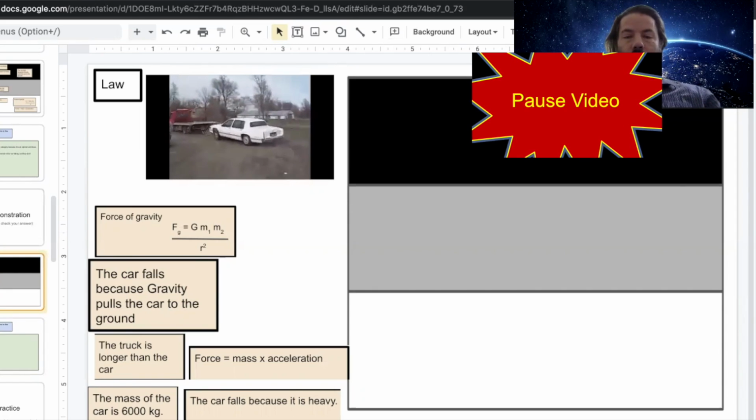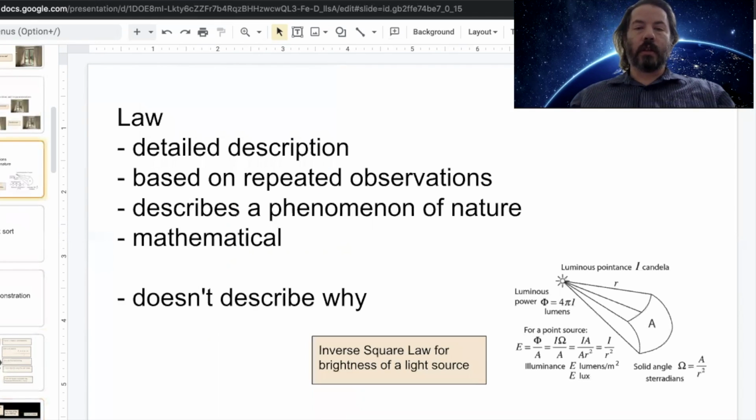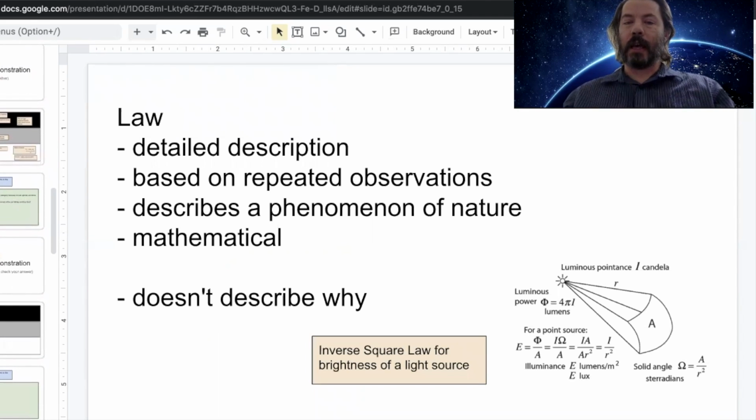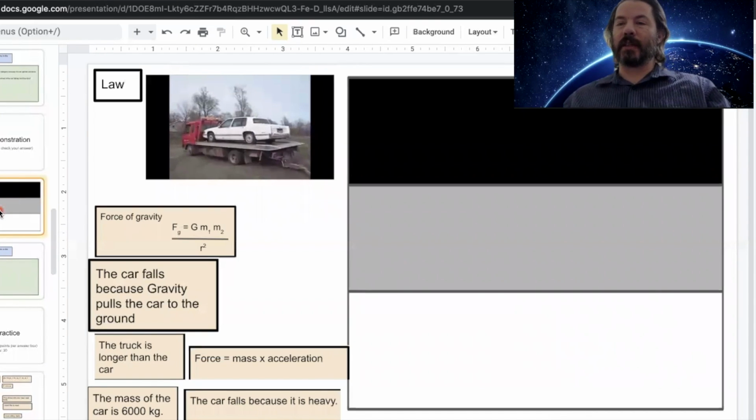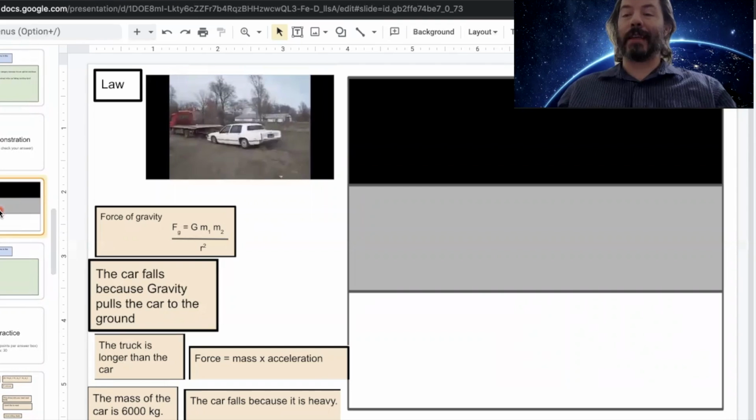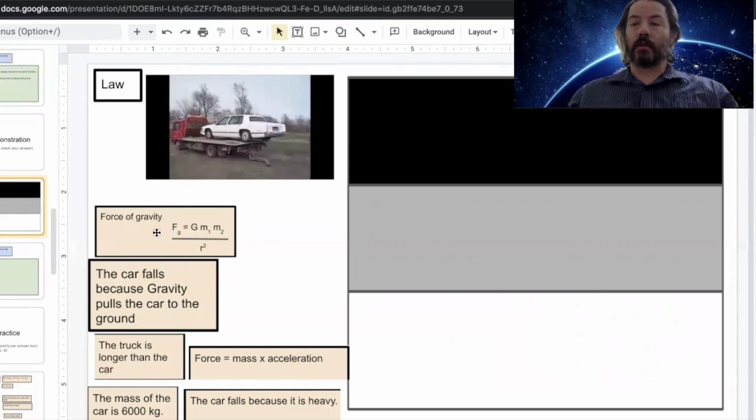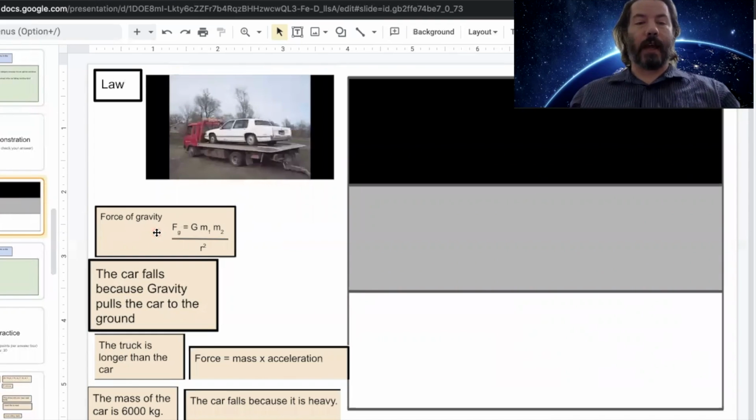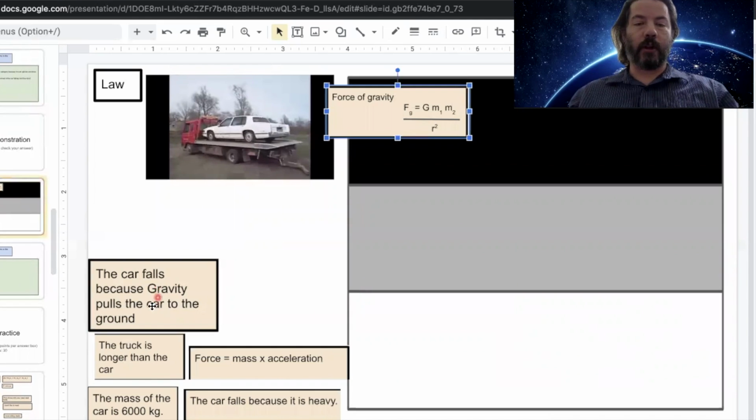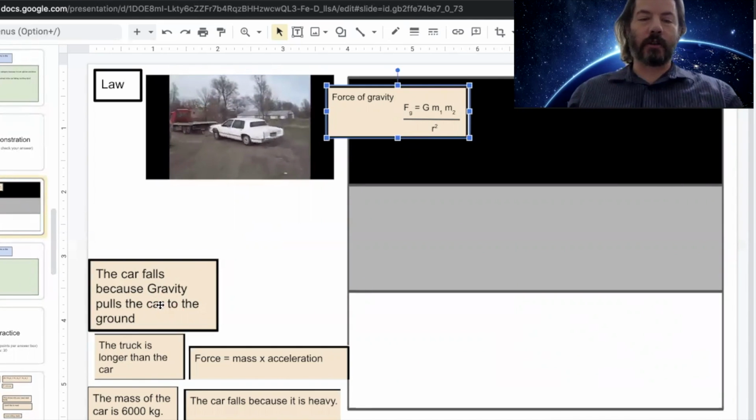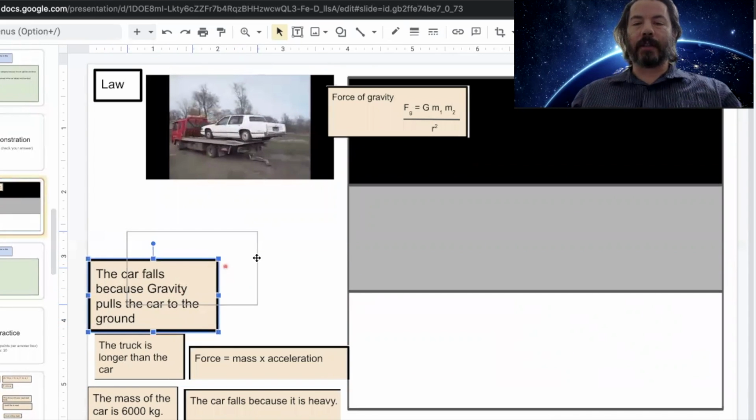Okay, welcome back. So a law. Detailed description based on repeated observation describes a phenomenon of nature and it's mathematical. It doesn't exactly explain why or how the mechanics of it actually work. So Newton's law of gravitation gives us a number, but it doesn't actually explain what gravity is, okay? Took Einstein's theory of general relativity to do that. But law, mathematical equation, force of gravity, and put that up there for law. The car falls because gravity pulls the car to the ground. So gravity's involved, that's an explanation.